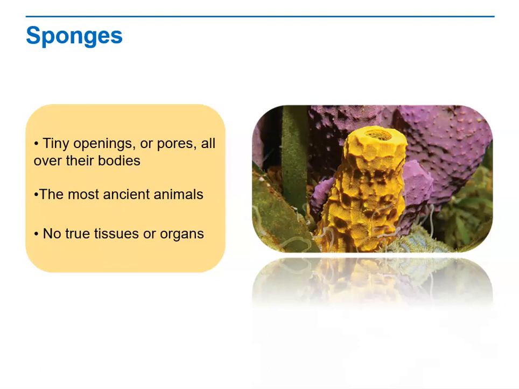Sponges are classified as animals because they are multicellular, heterotrophic, lack cell walls, and contain a few specialized cells. Sponges are the most ancient members of the kingdom Animalia and are among the simplest organisms to be placed in the clade Metazoa with all other multicellular animals.